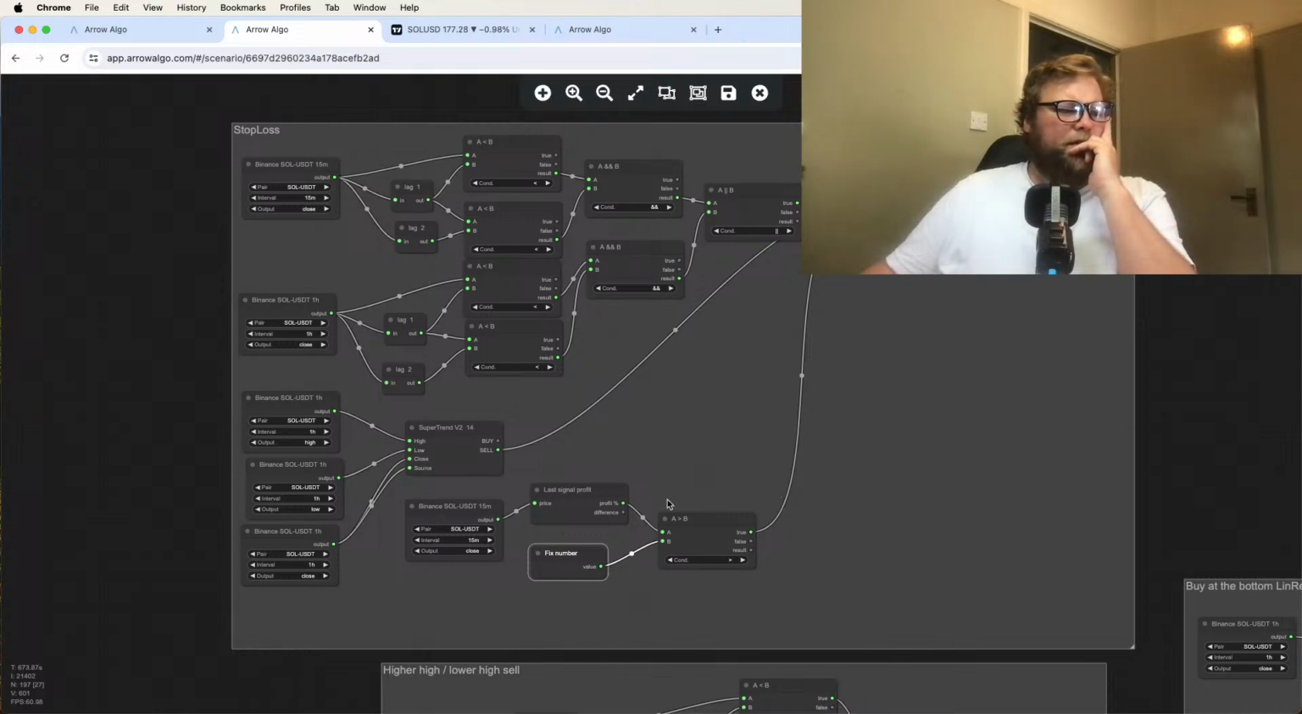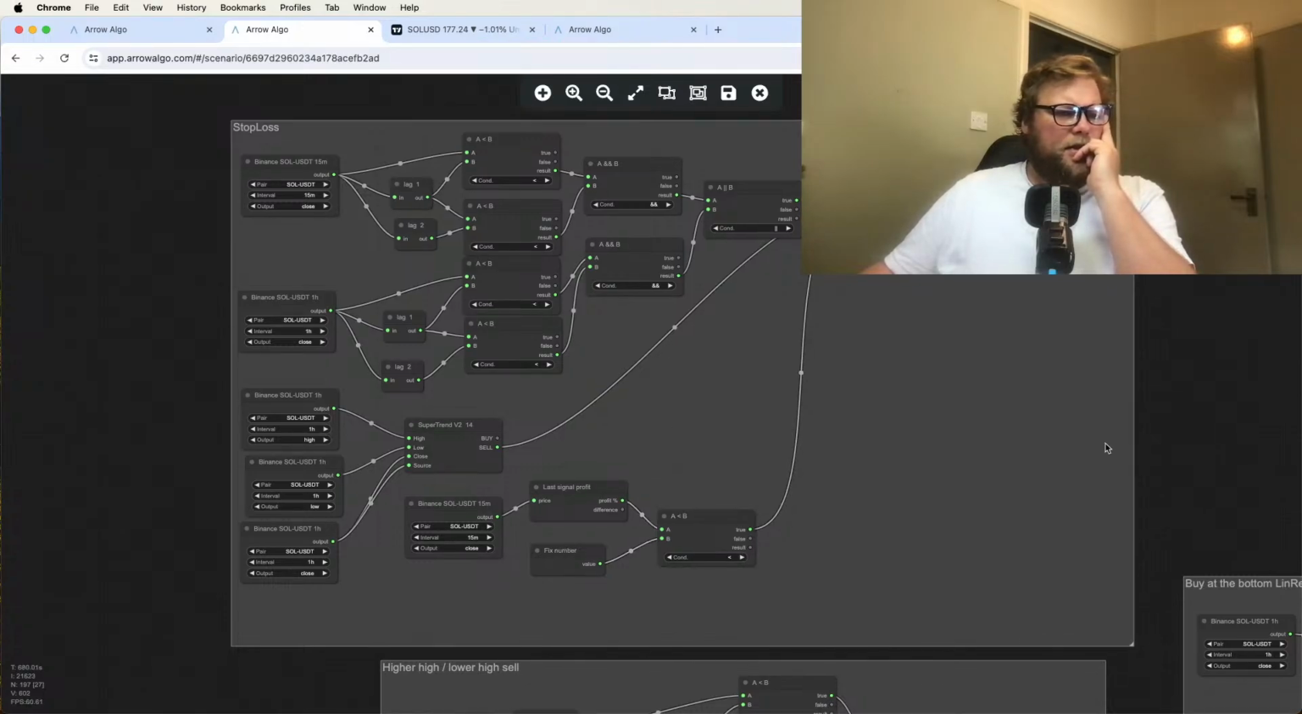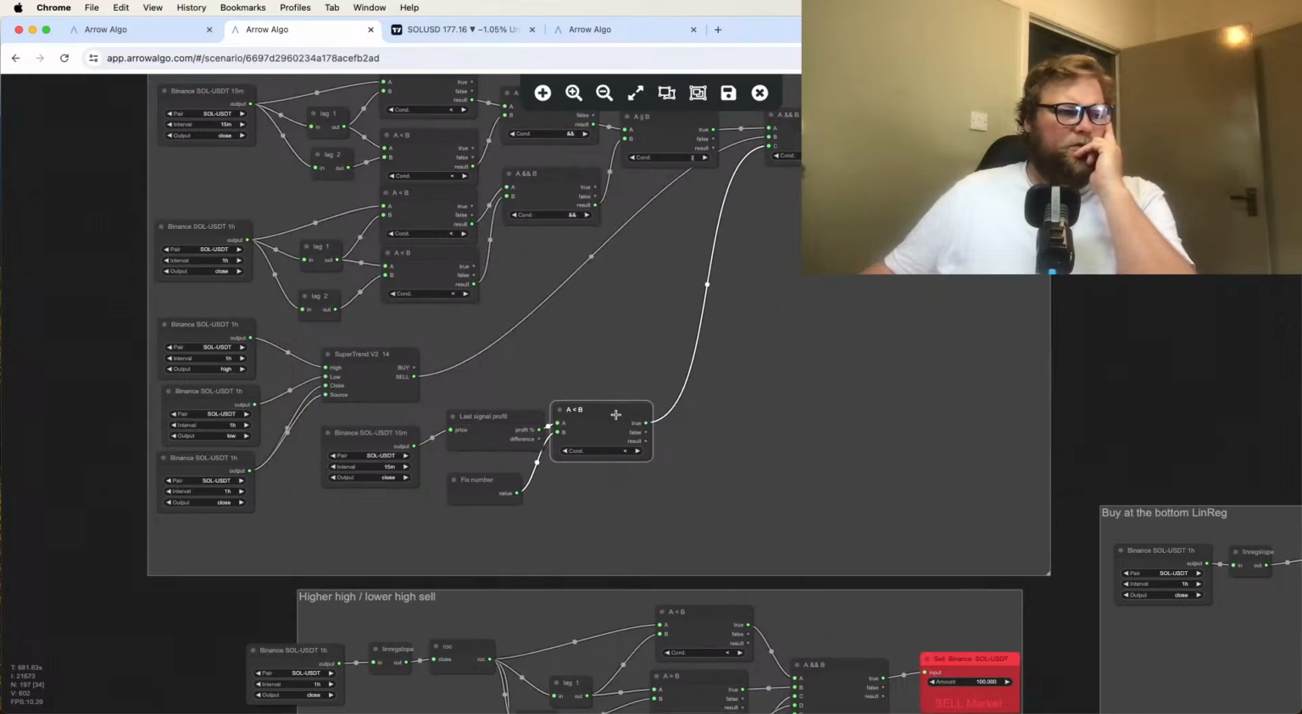So essentially we're saying, is the profit less than 0? Are we in a loss?